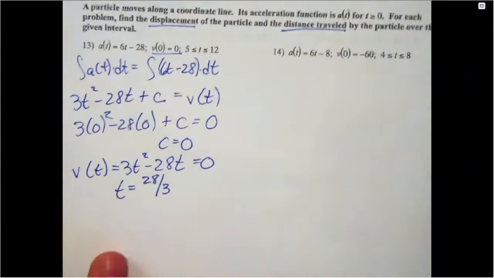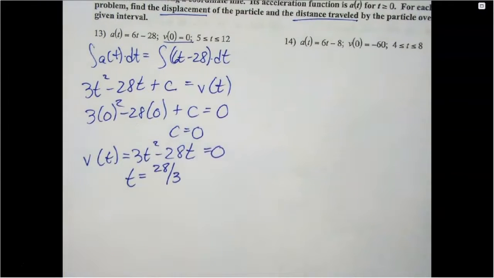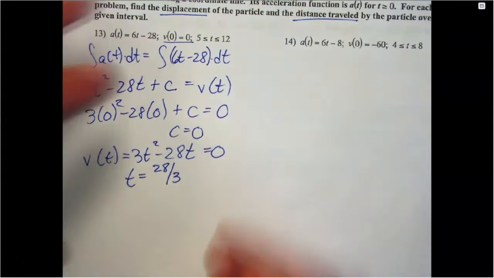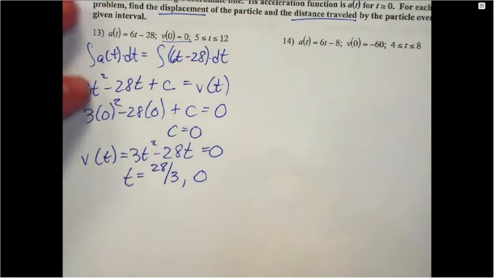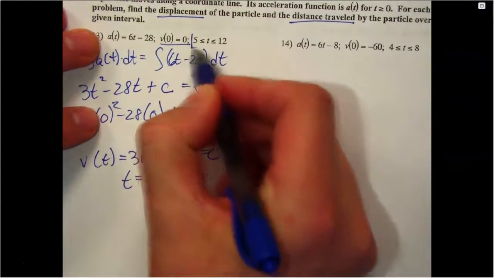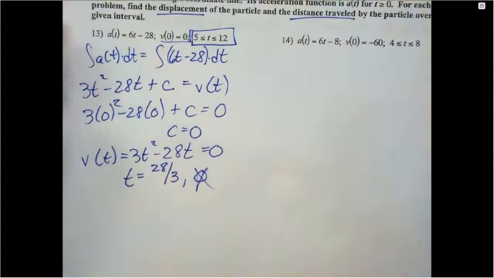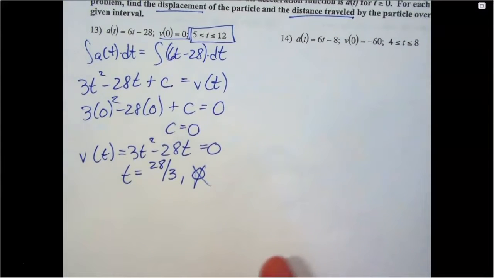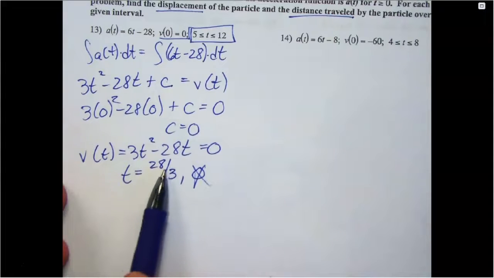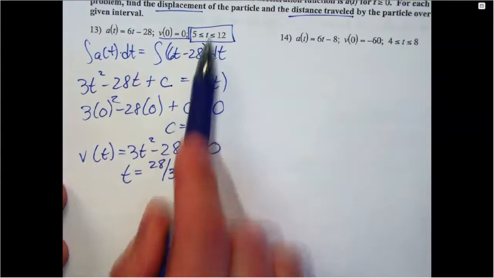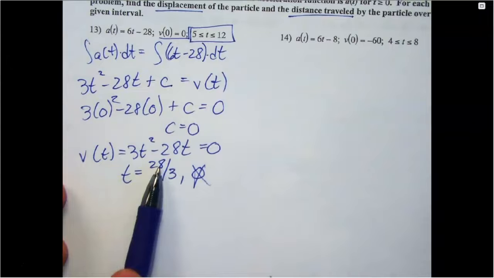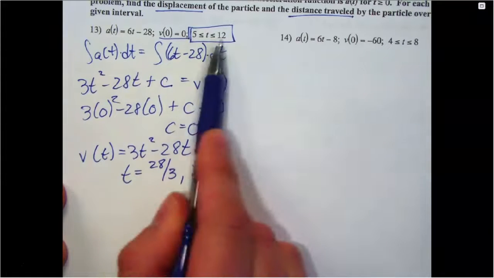I got 28 thirds. Make sure you do 28 thirds, or you want to just trust me. Oh yeah, I got 28 thirds and 0. Why did I cross out the 0? Because the problem is asking between 5 and 12, and 0 is not between 5 and 12. So the integral needs to be split. 28 thirds is between 5 and 12. Like how many times does 3 go into 28? 9 and a little, 9-ish. So that is between 5 and 12.